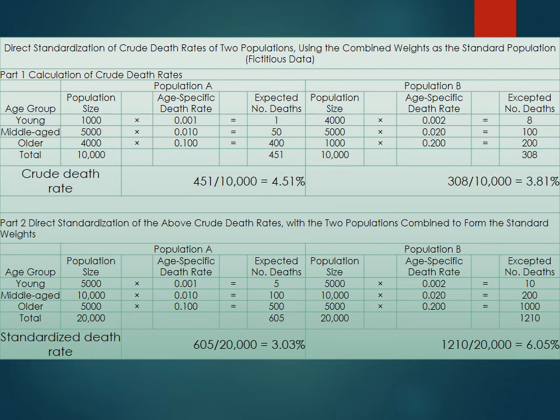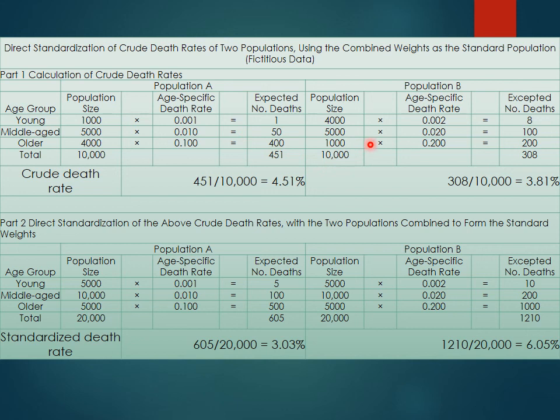Okay, so in part one, we're seeing the calculation of the crude death rates occurring in each population. We're looking at population A here. Let me get my laser pointer. We have age groups: young, middle-aged, and older. The total population here is 10,000, and you can see how it's broken up between the young, middle-aged, and older people. Then you have the age-specific death rate in that population, and based on that, the number of expected deaths. So if you had 1,000 of the young patients, their death rate was 0.001, so you expect one death that year.